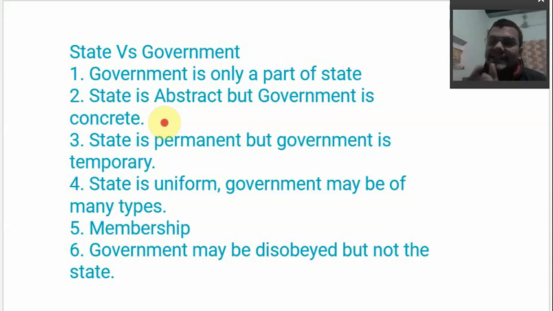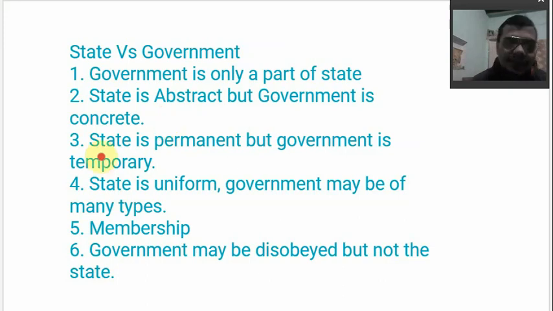But government is concrete. Government is that organ of the state that expresses the will of the state. Just like I said, in the car, the position of the government will be of the steering wheel, because the government is that wheel that somehow can give the direction to the car. We will understand this point in further examples, in further classes, when we will have more on this particular subject.